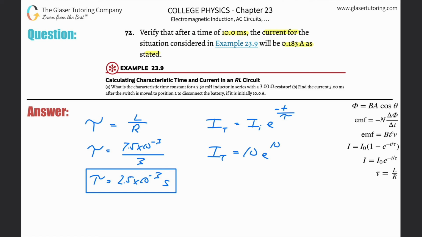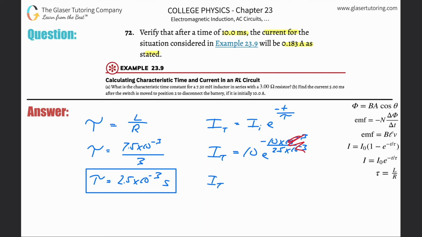So we know that this is going to be 10 times 10 to the minus 3, divided by the time constant, which we just found, which is 2.5 times 10 to the minus 3. So these basically will cancel out, and then you can take 10 and divide it by 2.5, and that works out to be about 4. And don't forget the negative sign there as well.